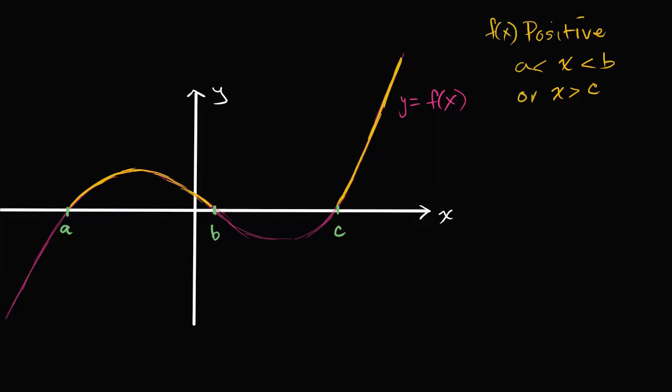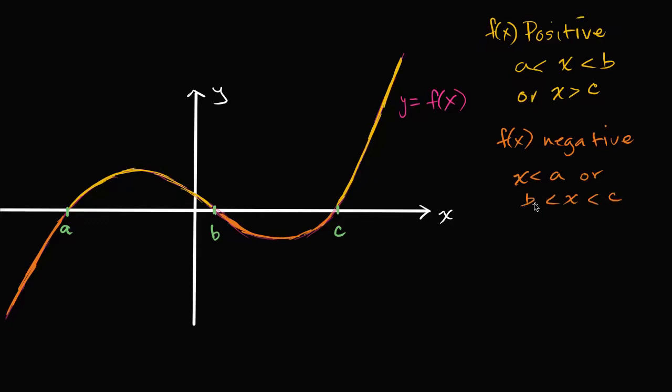So when is f of x negative? Let me do another color. f of x is going to be negative if x is less than a, or if x is between b and c. Then we see that f of x is below the x-axis. f of x is down here. So this is where it's negative. So here, or x is between b and c.